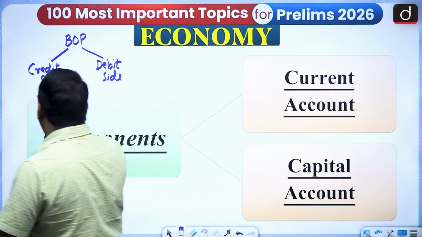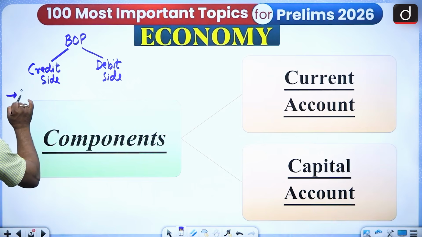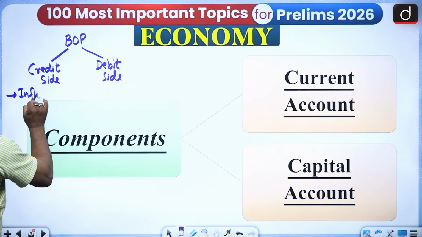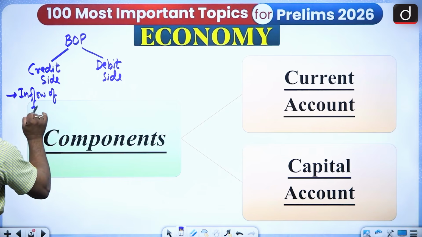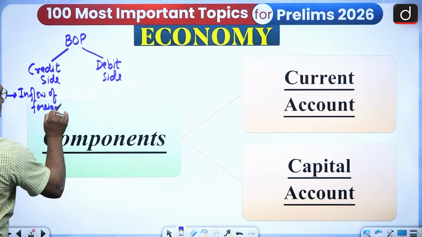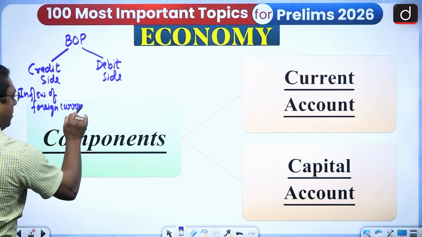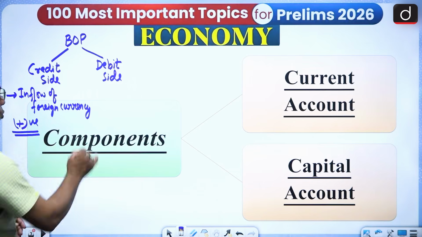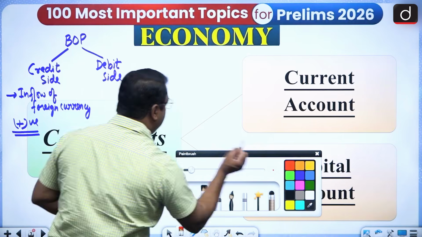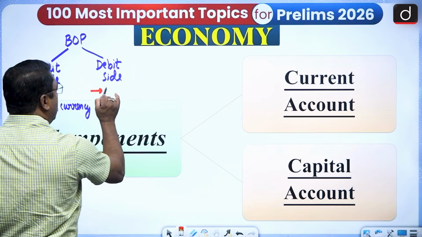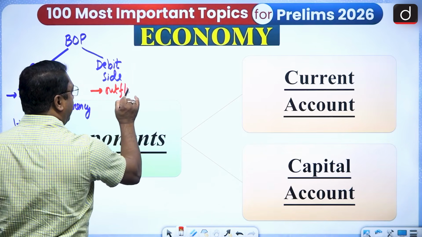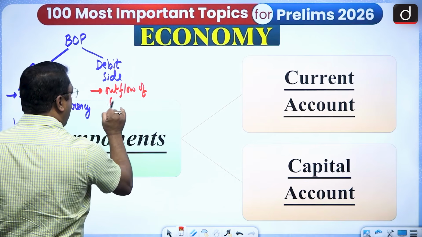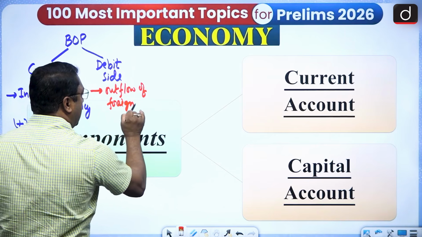That means when we talk about the credit side, it means inflow of foreign currency. This is the credit side. And this credit side is actually the positive side of the BOP. And what about the debit side? The debit side refers to the outflow of foreign currency.